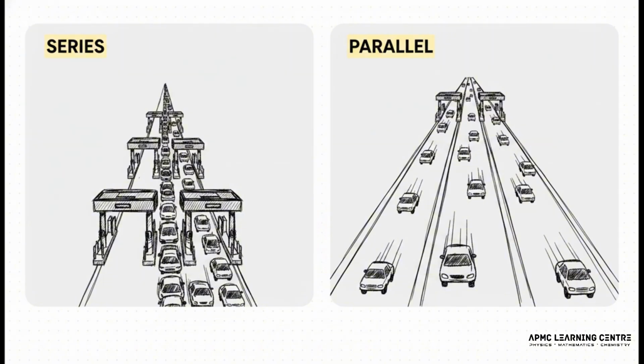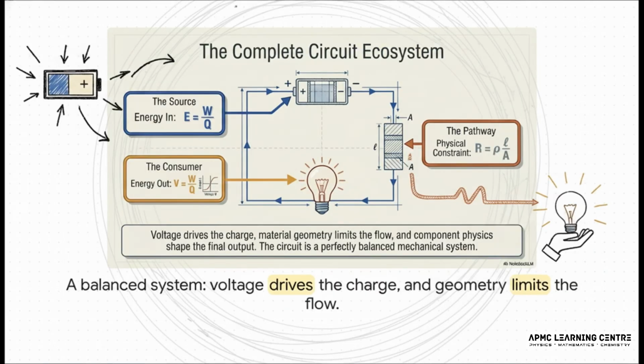A series circuit? That's like a single-lane country road. Every single charge has to go through every single resistor one by one. So their resistances just pile up. You just add them together. It creates the biggest traffic jam possible. But a parallel circuit, that's like a multi-lane superhighway. Here's the crazy part. By adding more paths, you're giving the current more options to flow, which actually lowers the total effective resistance of the whole circuit. More roads, less traffic. And that brings us right back to the beginning, to the complete circuit ecosystem.